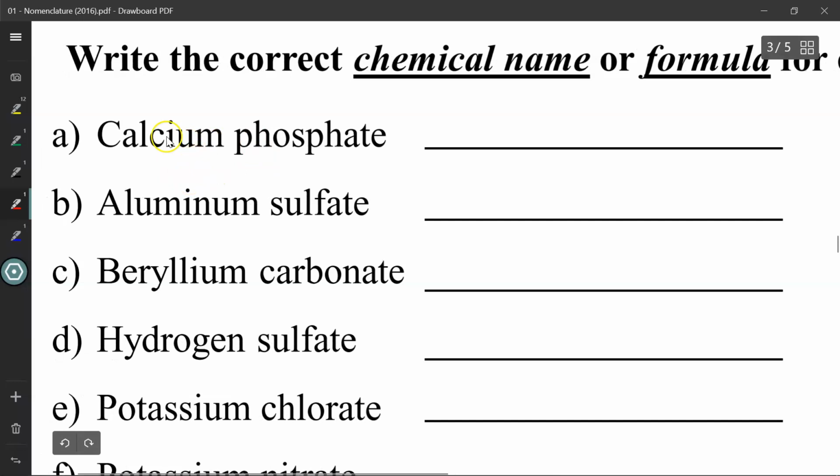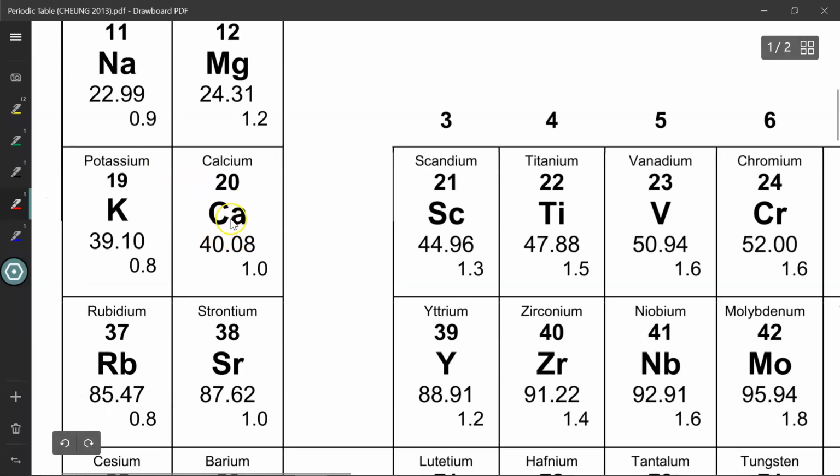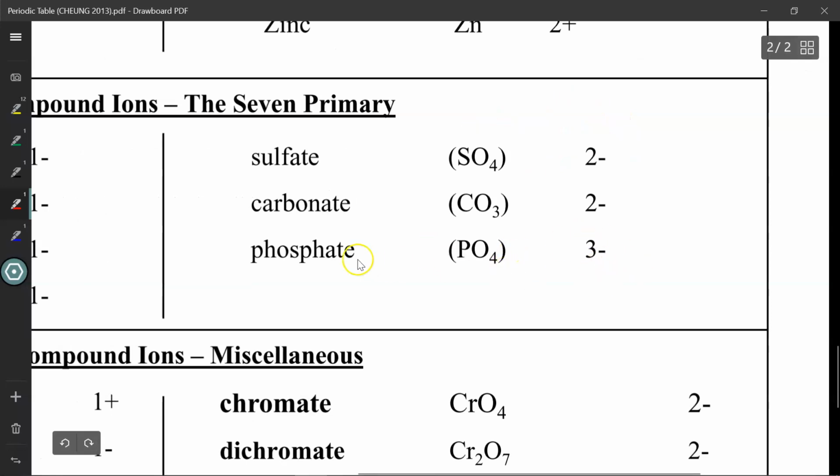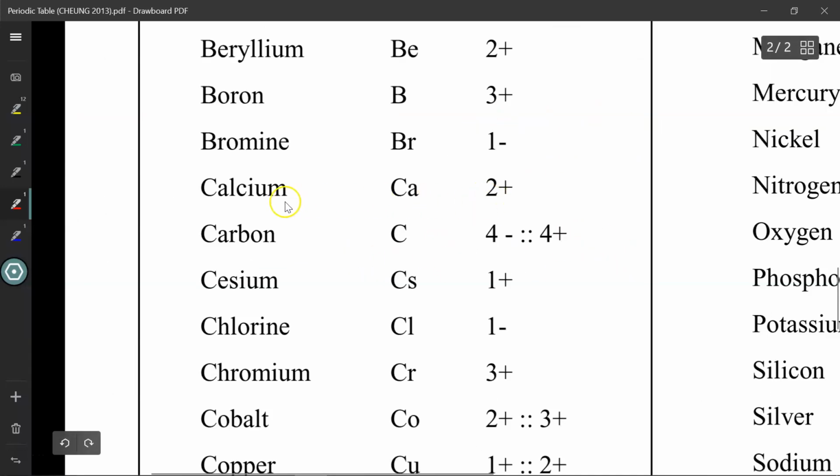So let's first write out their symbols. Calcium, Ca, while phosphate is a PO4. Now I'm going to put a bracket around the PO4 to remind myself that it's a package. It's a grouping of atoms, and it has its own unique valence charge. So a 3- for the phosphate and a 2+ for the calcium.